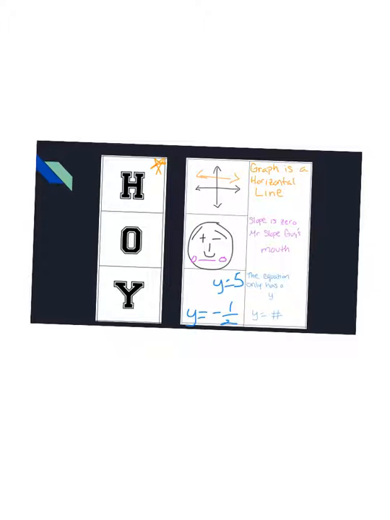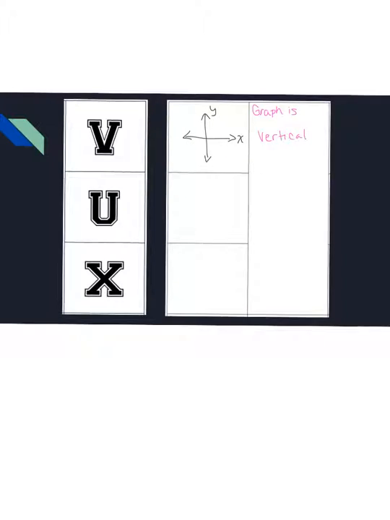Let's go on to VUX. V-U-X. So this one, if HOY was horizontal, this one would be vertical. So what that would look like would be a straight up and down line.